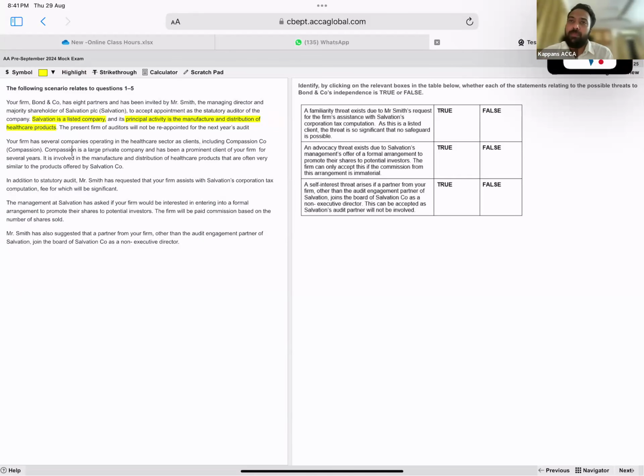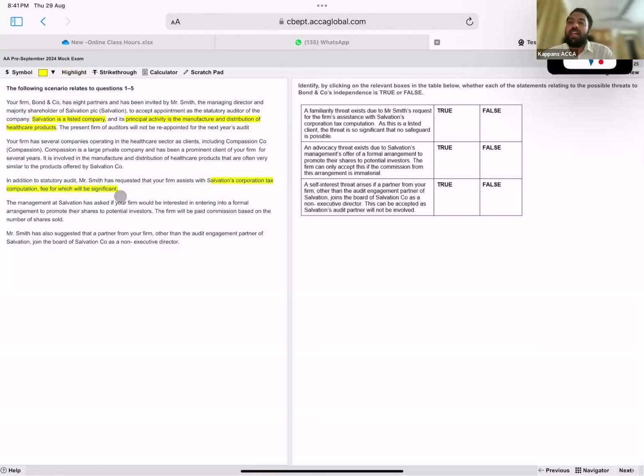including Combustion Company. Combustion is a large private company and has been a prominent client of your firm for several years. It is involved in manufacture and distribution of healthcare products that are often very similar to products offered by Salvation Company. In addition to statutory audit, Mr. Smith has requested that your firm assist Salvation with corporate tax computation, for which the fee will be very significant.